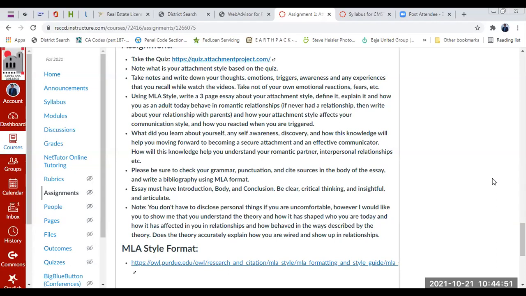But I would like you to show me that you understand the theory and how it has influenced you and shaped you to be the person you are today, and how you've behaved in ways described by the theory, and does this accurately explain one part of your identity and your personality and self-concept about yourself and how you're wired and showing up in your relationships.